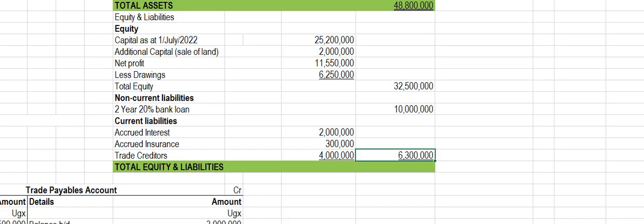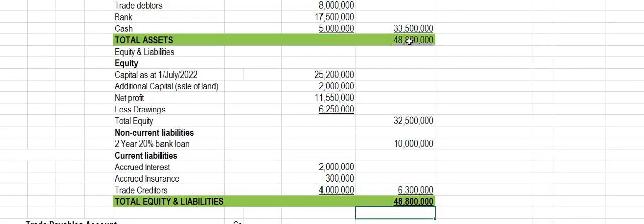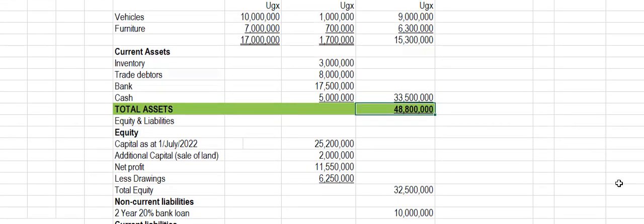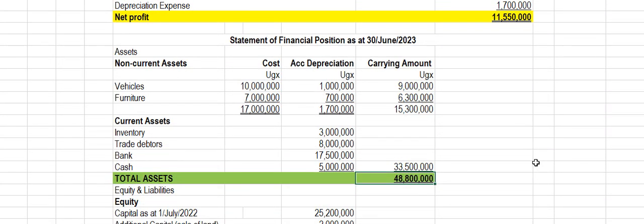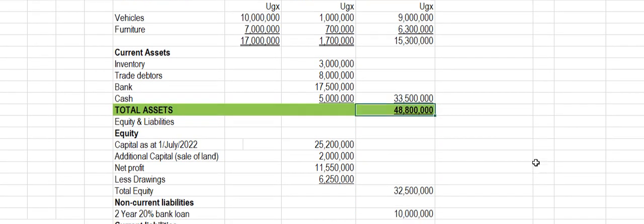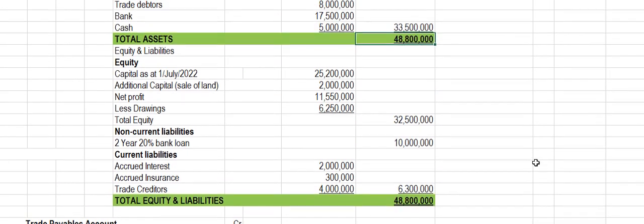Now what you have to do is to get the total equity plus the non-current liabilities plus total current liabilities, giving you 48,800,000. So that is your balance sheet for John. As you can see, that's how it should be. It's the balance sheet of John.